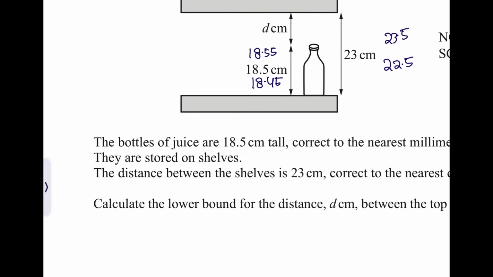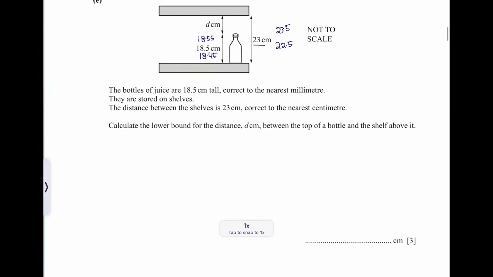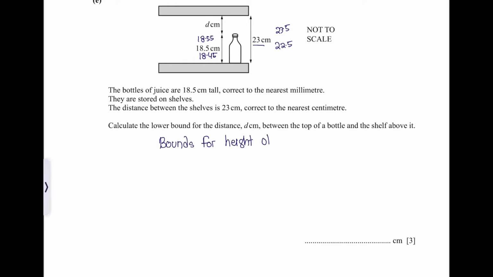Now what would d be? D would be this value, which is 23 minus 18.5. So in order to find the lower bound of this, we would take the lower bound of the 23 centimeter value minus the upper bound of the 18.5 centimeter value. So in order to calculate that, first of all, we would write the bounds for the height of the shelf.